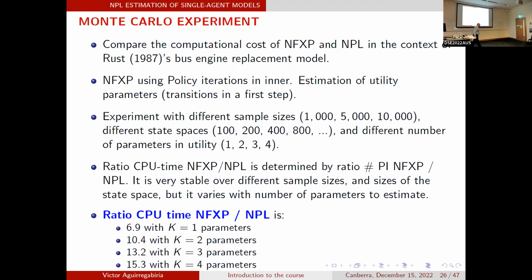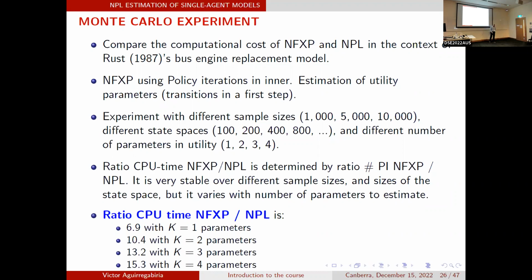Yes. The number of NPL iterations is approximately equal to the number of policy iterations. But I want to know whether it is theoretically guaranteed or not. Unfortunately, we don't have any result about that.